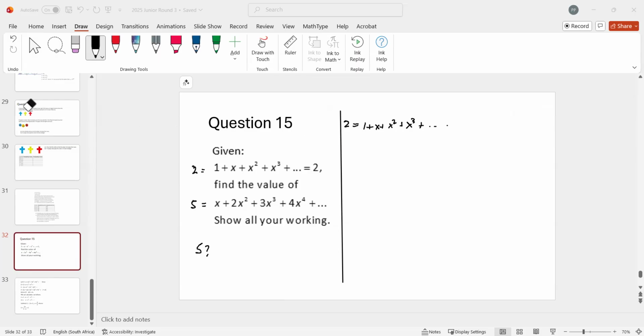I'm just looking for the... Okay, so I'm going to multiply. I'll try to get an x in the front. So you got 2x equals, you multiply everything by x. Like that. Now I'm going to write down S here again. S is x plus 2x squared. I'm repeating this. Plus 3x cubed plus 4x to the fourth.